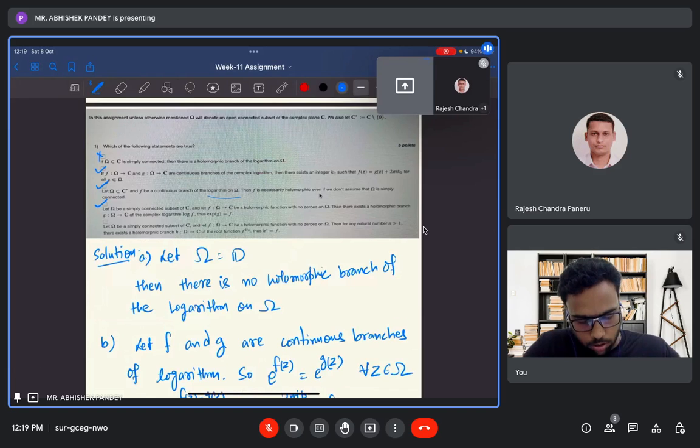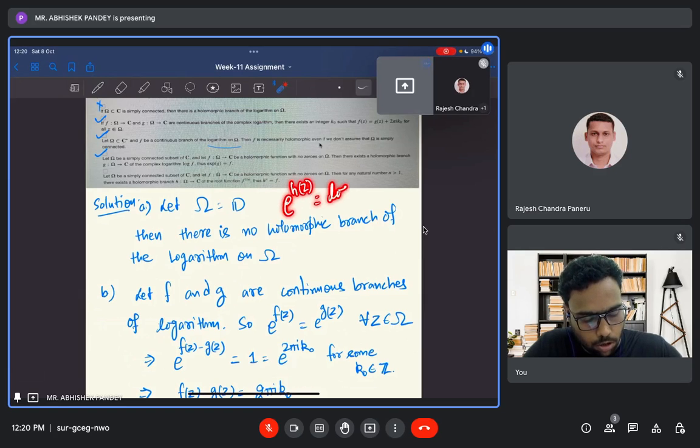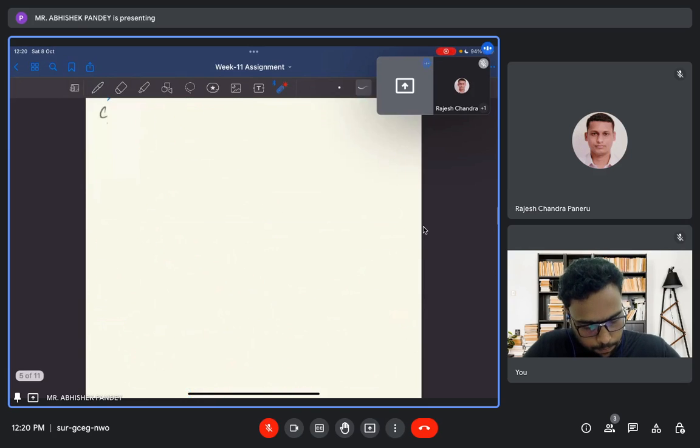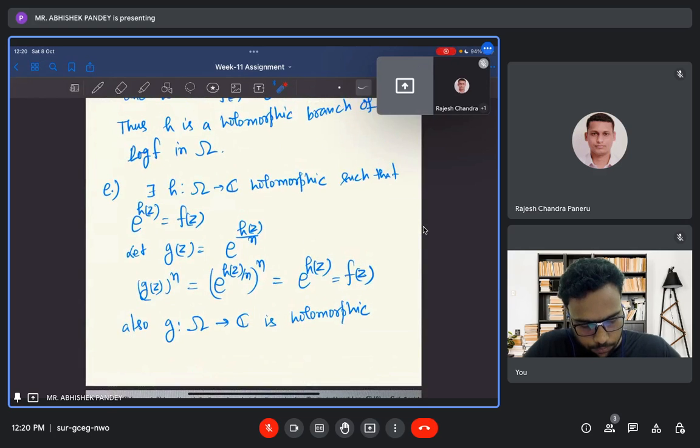Since omega is simply connected and f is a holomorphic function, you can define the branch of log of f, which means there exists a function h such that e to the power h(z) is f(z). So basically h is the holomorphic branch of log f.